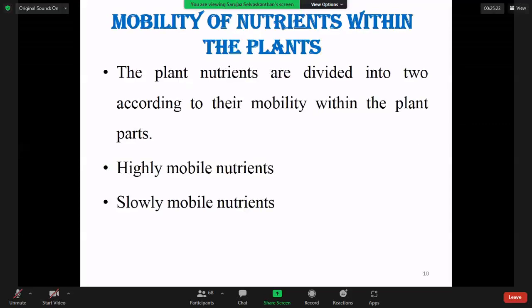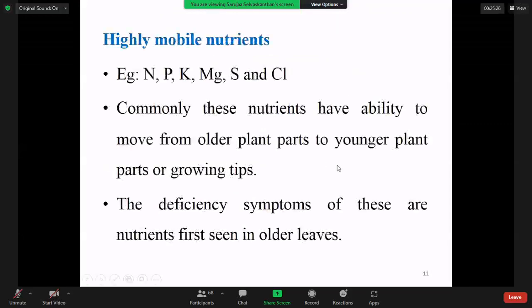We will see what the nutrients are. First, highly mobile nutrients: nitrogen, phosphorus, potassium, magnesium, sulfur, chlorine. Examples you have to know. If you know which nutrients are highly mobile and which are slowly mobile, then when you study the following slides on each nutrient's deficiency symptoms and toxicity symptoms, you can roughly get an idea from that. Better to note these down.